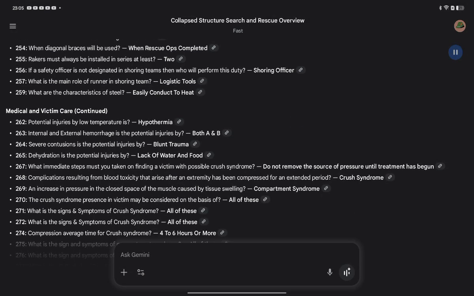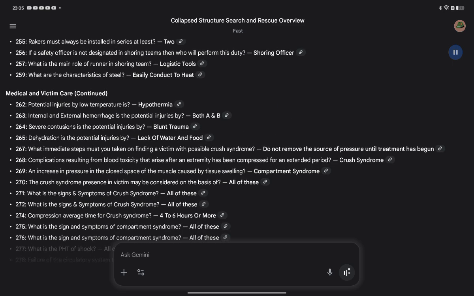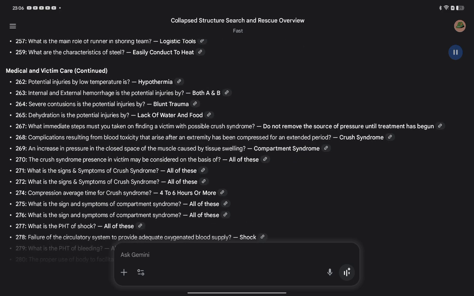256. If a safety officer is not designated in shoring teams, then who will perform this duty? Shoring officer. 257. What is the main role of runner in shoring team? Logistic tools. 259. What are the characteristics of steel? Easily conduct to heat.